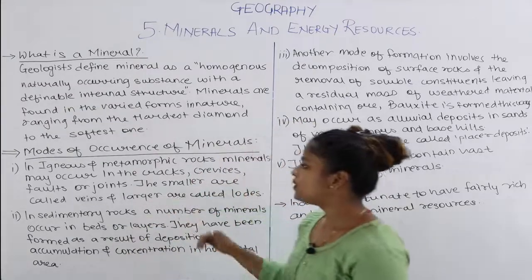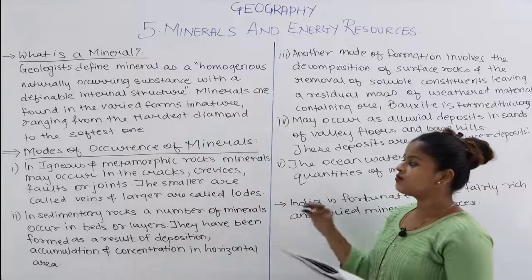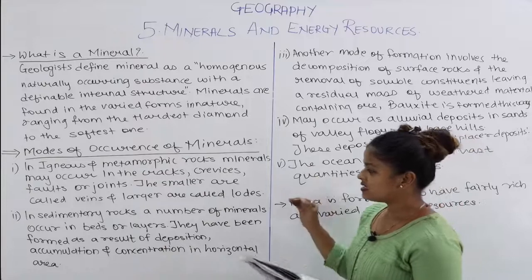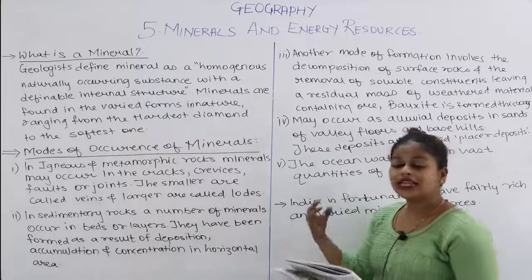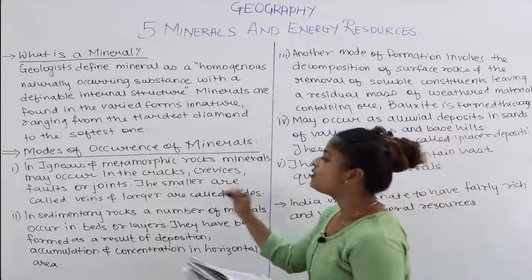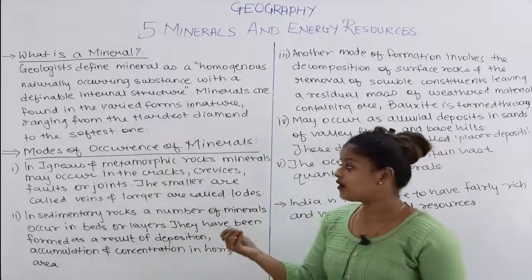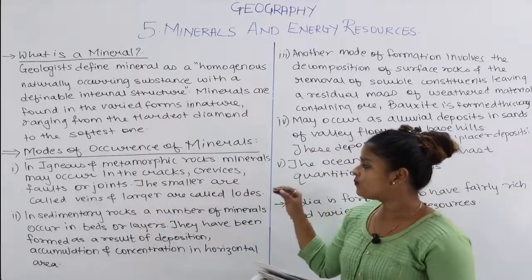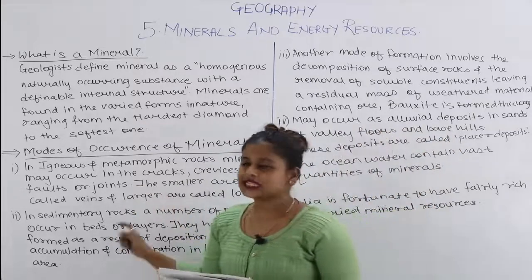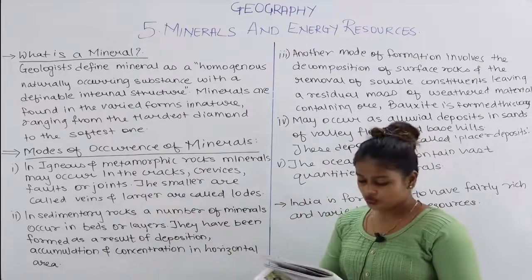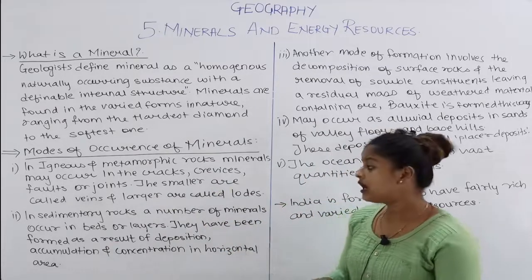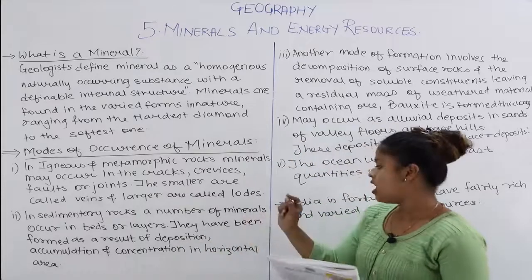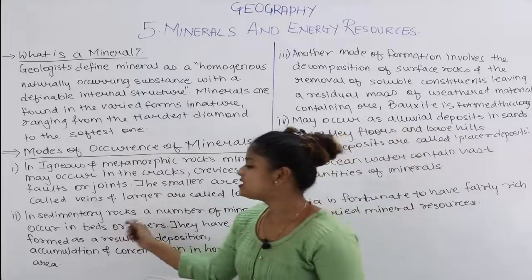The first mode we will see is that in igneous and metamorphic rocks, minerals may occur in the cracks, crevices, faults or joints. The smaller ones are called veins and the larger ones are called lodes. The next mode of occurrence is in sedimentary rocks. A number of minerals occur in the beds or layers.